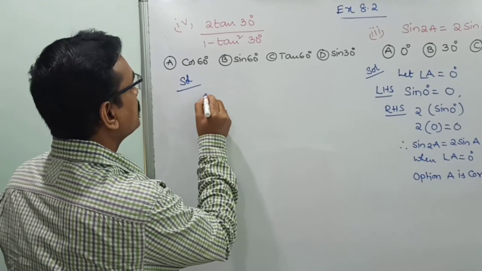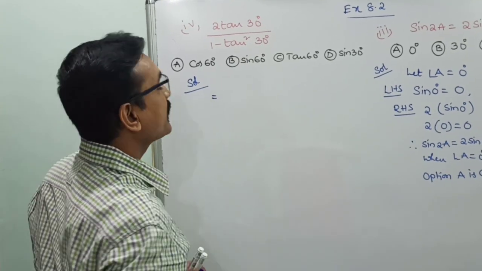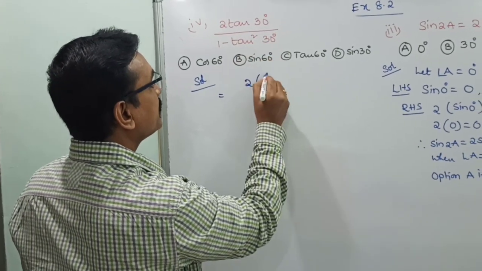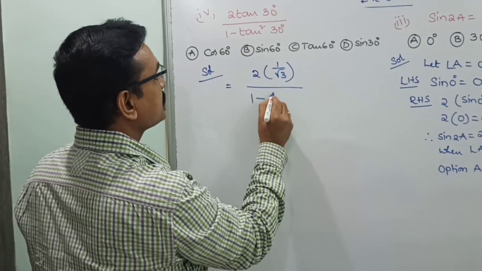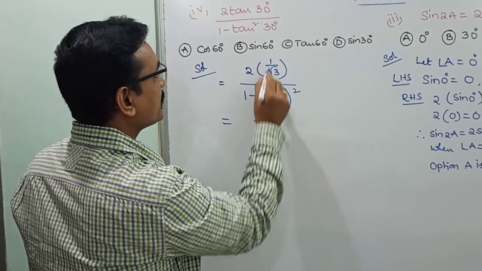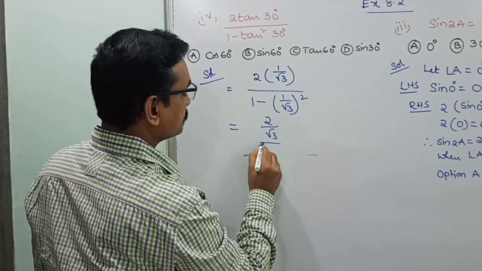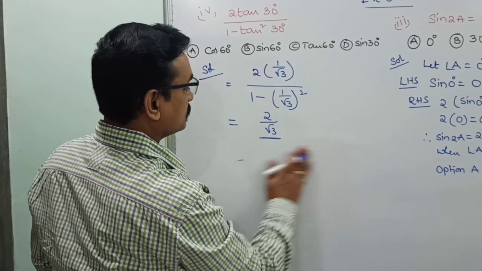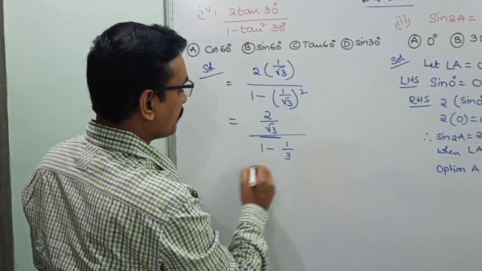Question number 4. Given here 2 tan 30 degrees by 1 minus tan square 30 degrees. So tan 30 value is 1 by root 3. So substitute here 2 into tan 30 is 1 by root 3 by 1 minus 1 by root 3 whole square. So 2 1 are 2, 2 by root 3 by denominator here 1 minus 1 by root 3 whole square is 1 by 3.